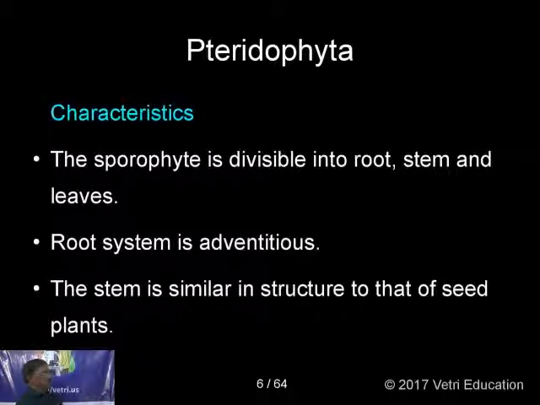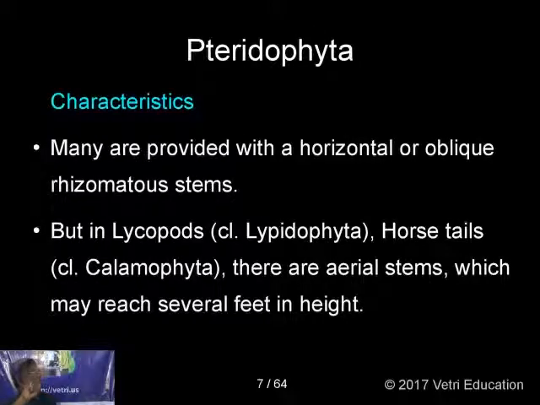The root system is adventitious type. The stem is similar in structure to that of seed plants, having vascular bundles with xylem and phloem, similar to higher plants. Many are provided with a horizontal or oblique rhizomatous stem below the ground, and some are straight. In lycopods and horsetails there are aerial stems which reach several feet in height. Some of the lower forms are horizontal and the somewhat higher forms are vertical, straight and long.